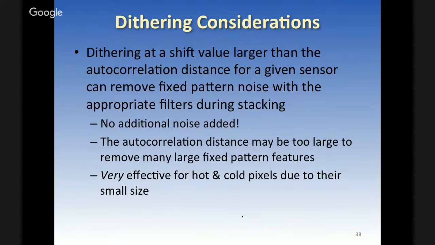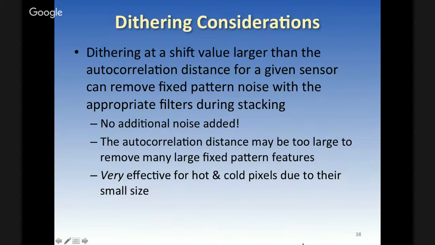I know we talked about this on Cloudy Nights one time, but what you want to do when you dither is dither at a value larger than the autocorrelation distance for any given sensor. And that can remove fixed pattern noise with the appropriate filters during stacking, and you don't add any noise when you do this. The problem is that the autocorrelation distance for some sensors may be too large to remove if the fixed pattern noise is big.